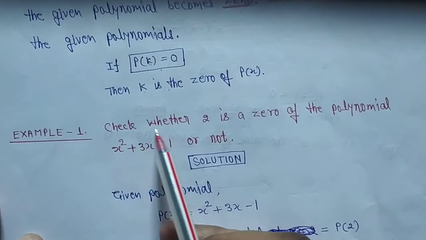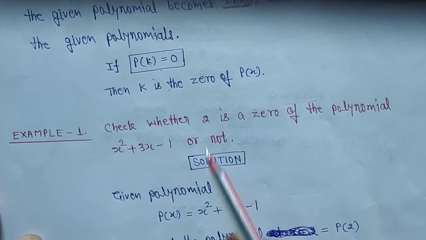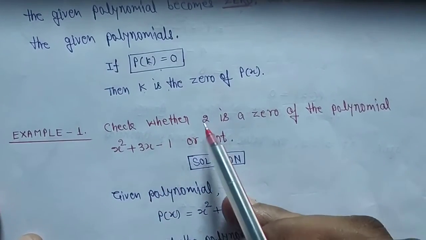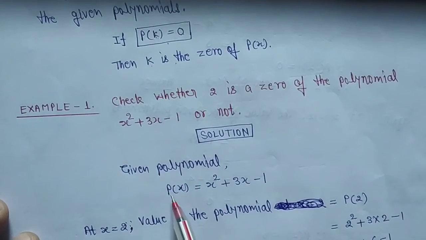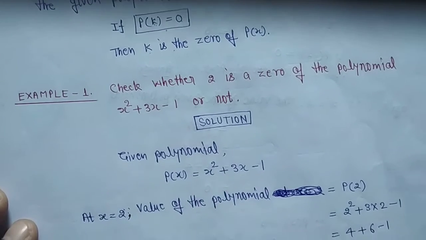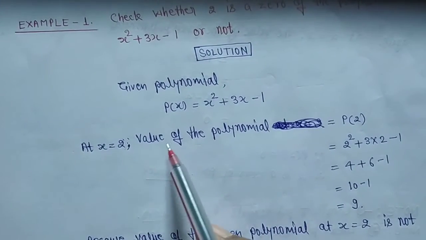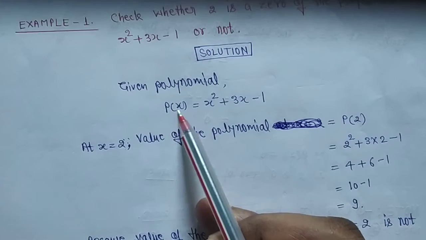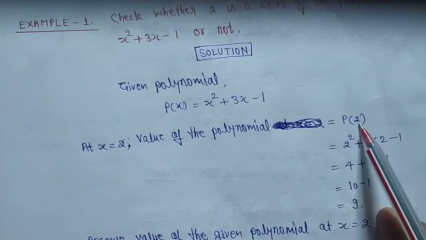If the value of this polynomial becomes 0 at 2, then we can say that this 2 is the 0 of this polynomial. So we will check the value of this polynomial at 2. Given polynomial is p(x), we can represent this polynomial by p(x). So then p(x) is equal to x square plus 3x minus 1. At x is equal to 2, value of polynomial is equal to p(2). We will put the value of x as 2. So we can say that this is p(2).